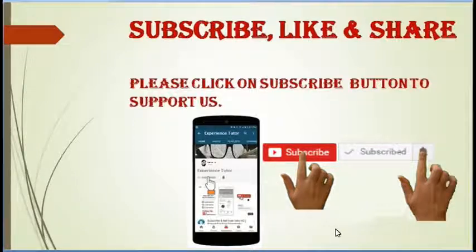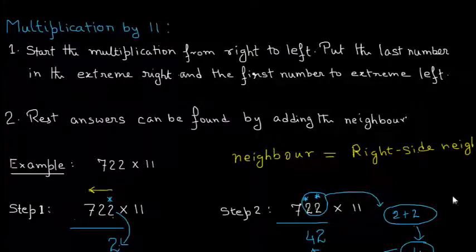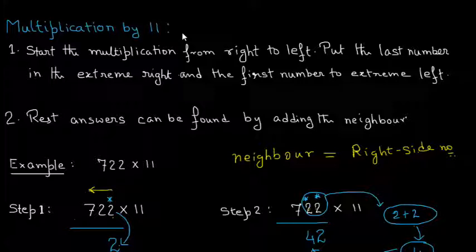Let us begin the chapter. So, today in our first class, we'll discuss a few quick methods for multiplication of different numbers. Let us keep it simple. So let us begin with multiplication of any number by 11.